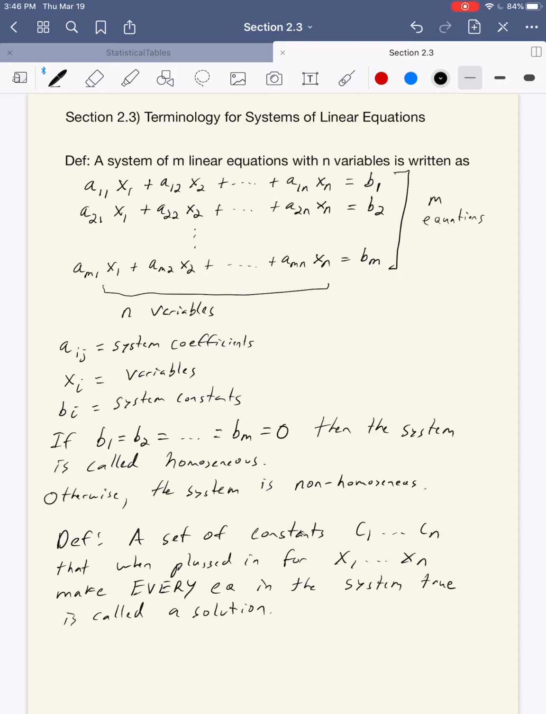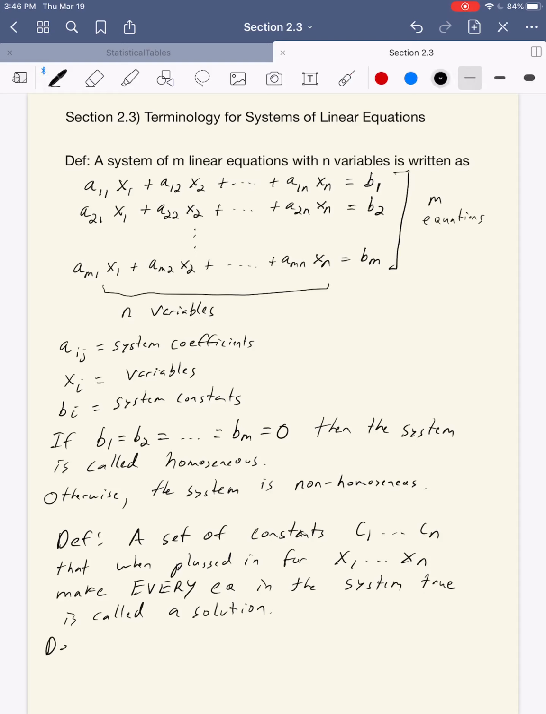So, of course, when you have a system of equations and you have n different variables, a solution is not just a value of one of the variables, it has to be a value for all of the variables. And since it is a system, when you take that possible solution, that's C1 through Cn, it has to make every equation, all m equations, true to be called a solution.